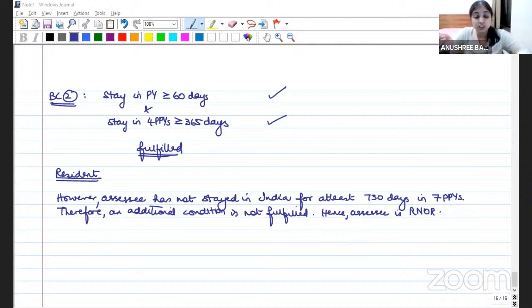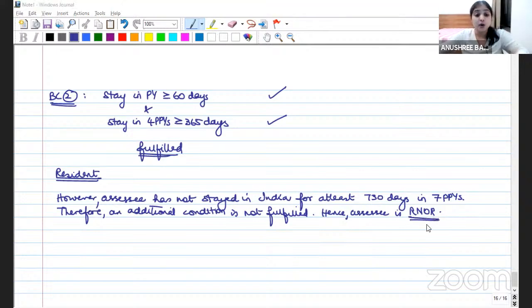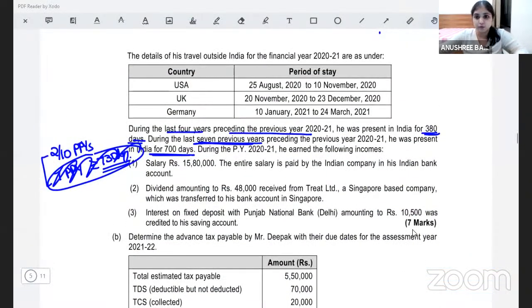Even if one of the two additional conditions is not fulfilled, we conclude assessee is RNOR. You know this, right? We have two additional conditions. Even if one of the two is not fulfilled, we conclude assessee is RNOR. Here, an additional condition is not fulfilled, hence RNOR. Now, for RNORs, which income is taxable? Incomes which are earned in India, incomes which are received in India, and incomes from businesses which are controlled in India, isn't it?